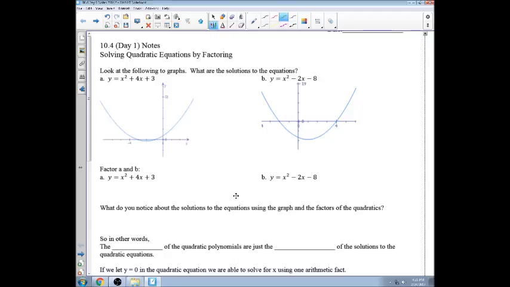Welcome back to Mr. DuPage's classroom. This lesson is for my Algebra 1 class. It is 10.4, Day 1, solving quadratic equations by factoring.